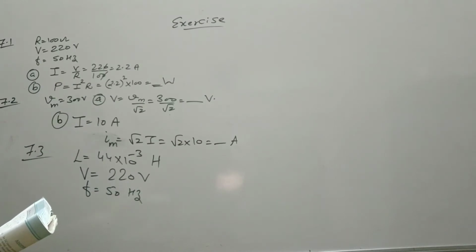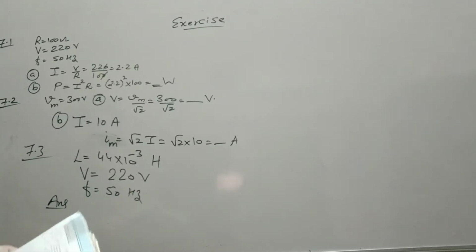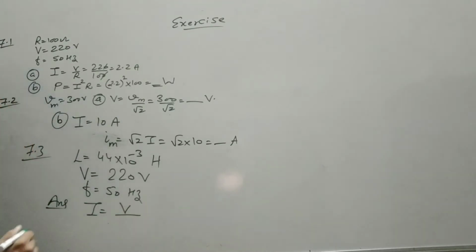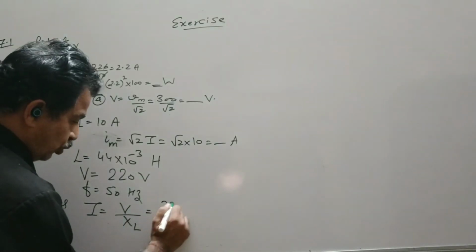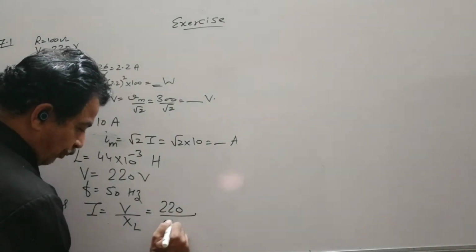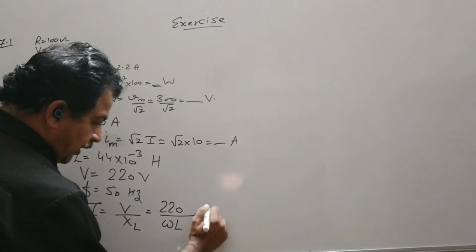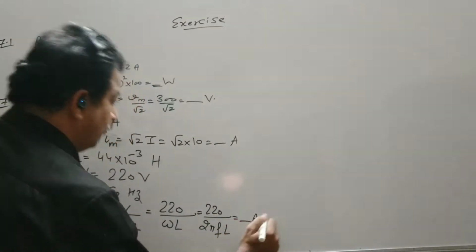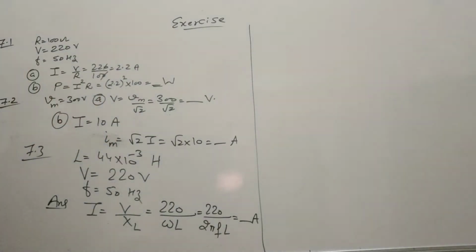Determine the RMS value of the current in the circuit. So we have to find out the IRMS value of the current in the circuit. We know IRMS should be equal to V upon the resistance offered by the inductive circuit, that is XL. So this is 220 divided by XL, where XL is omega L, which can be written as 220 upon 2 pi F into L. So this much ampere of the current will flow in the circuit.